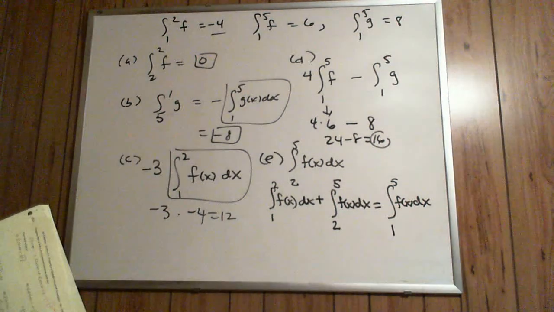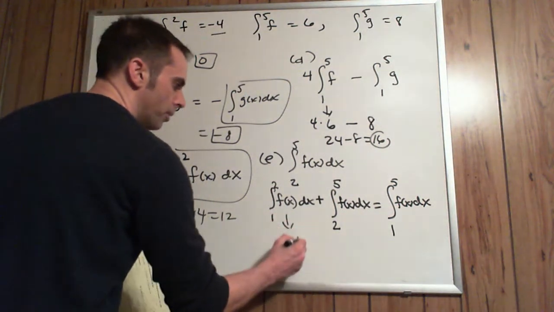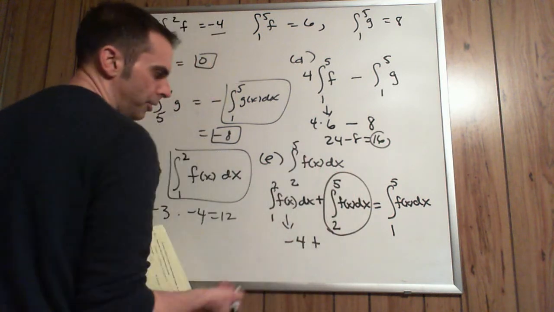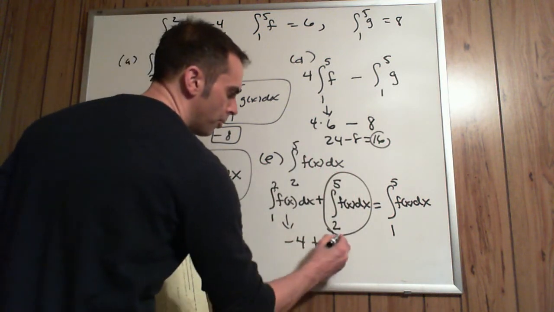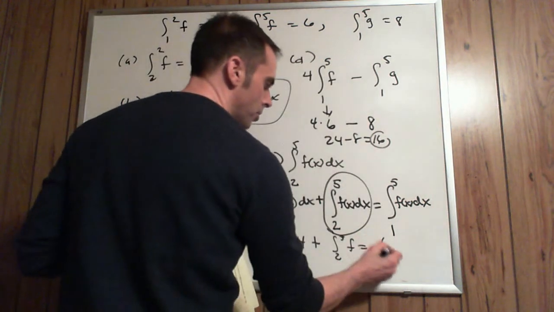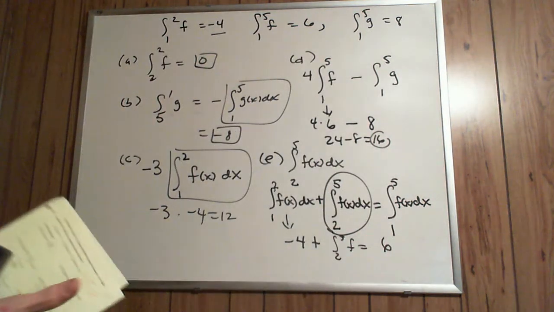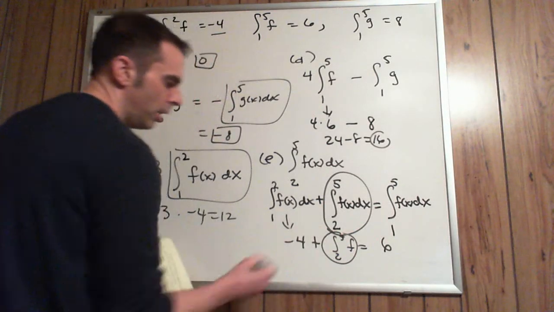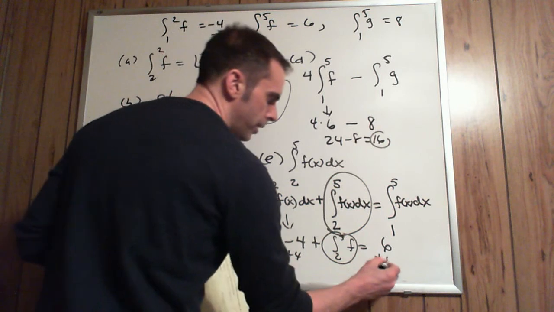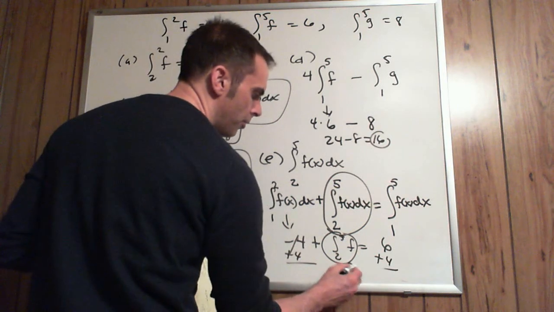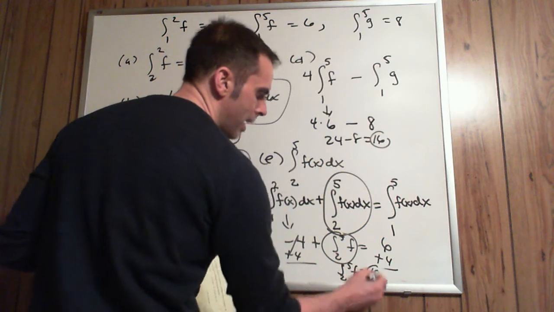So from 1 to 2, this is negative 4. This is what I'm finding, this value. So this is from 2 to 5 of f. And from 1 to 5, another value is 6. So you're treating it like an equation. It is an equation. So if I'm solving for this integral, I would add 4 to both sides and get that the definite integral from 2 to 5 of f equals 10.